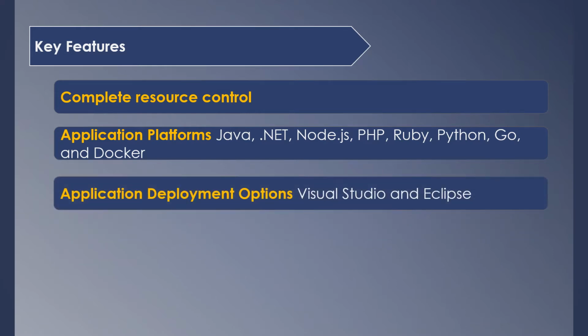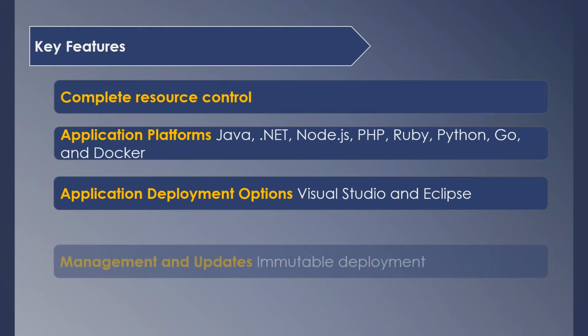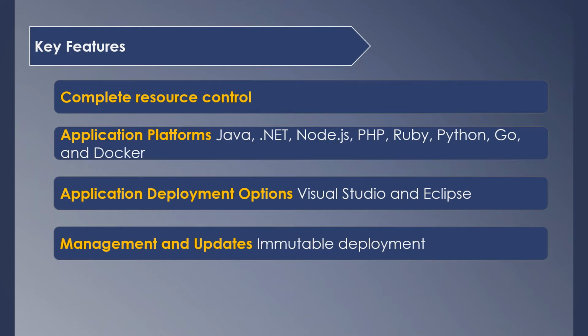You can deploy your code through the AWS Management Console or CLI, or even through Visual Studio or Eclipse. You also get to choose from different deployment policies like all at once, rolling, or immutable, and many more. Management and updates to your environment happen automatically, and if you select immutable deployment, then it ensures to minimize end-user impacts during the updates.